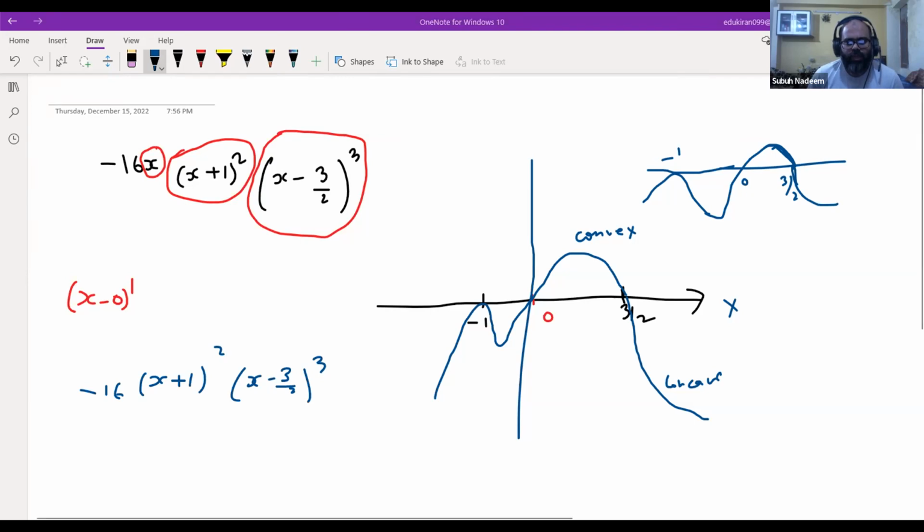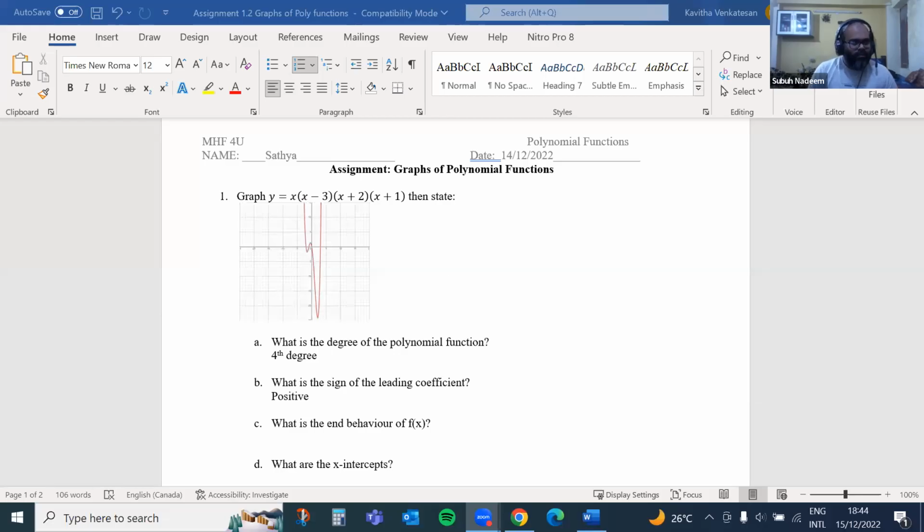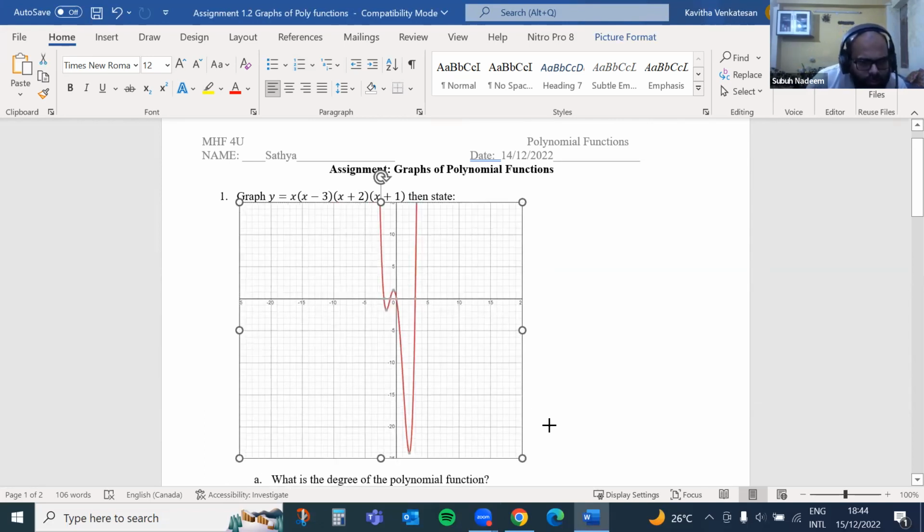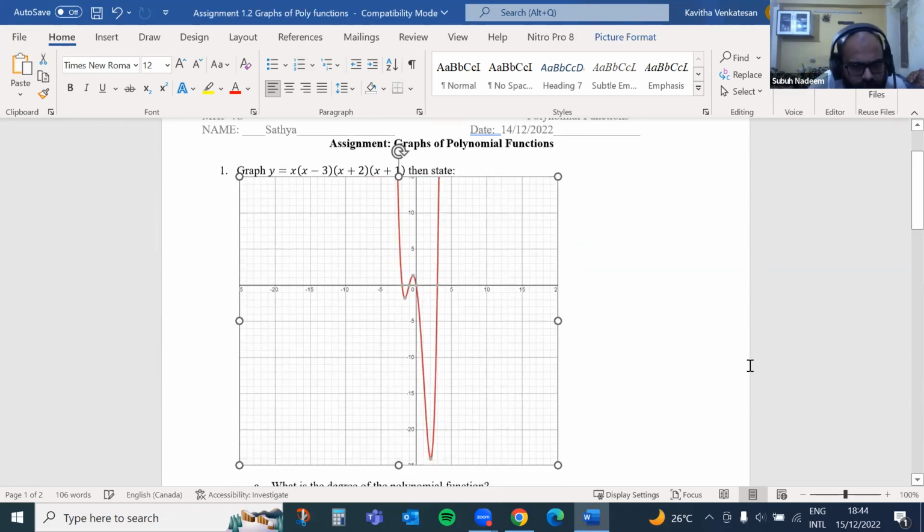Should I stop sharing? Yes, sir. I'll screen share. Okay, I'm done. So the assignment. Okay, fine, this one I got the graph. This graph you drew? Yeah, I used the online grapher. They've given me a site to use.